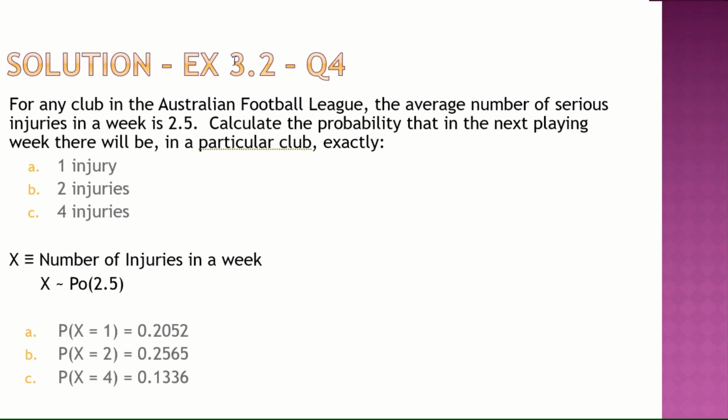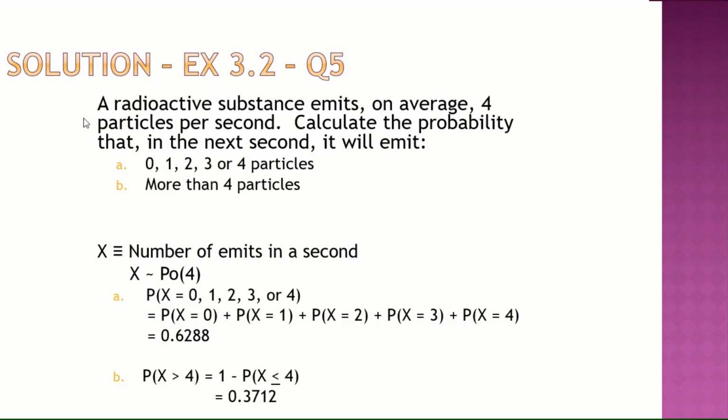All right, so number of injuries in a week. Why are we talking about number of injuries in a week? Calculate the probability that in the next playing week, there will be 1 injury, 2 injury, 4 injury. So your event will be number of injuries in a week. You have a Poisson distribution of 2.5. Do you see that? Because they want in a week, so you don't need to change already. It's okay, it's sorted, all right?